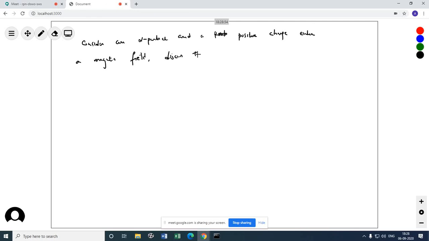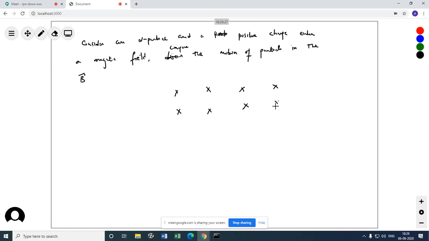Compare the motion of the particles in the magnetic field. Do not discuss, compare the motion. So we will be discussing this.